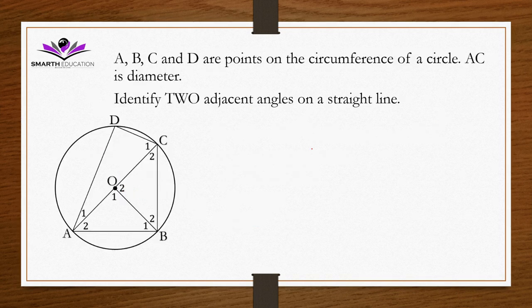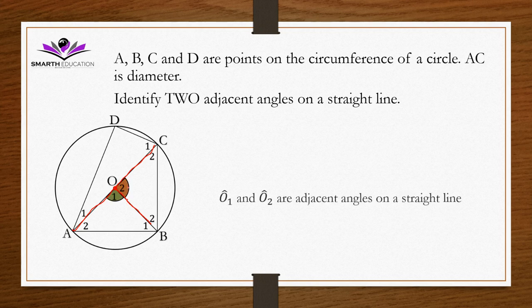A, B, C, and D are points on the circumference of a circle. AC is a diameter. Identify two adjacent angles on a straight line. We want to find angles that will form a Y and share a common vertex and a common arm. Which angles are those? I can see this one clearly here. You see, this is a straight line, and then we have a Y there. There's a common vertex and a common arm. And now it means O1 and O2 are adjacent angles on a straight line. You see that?